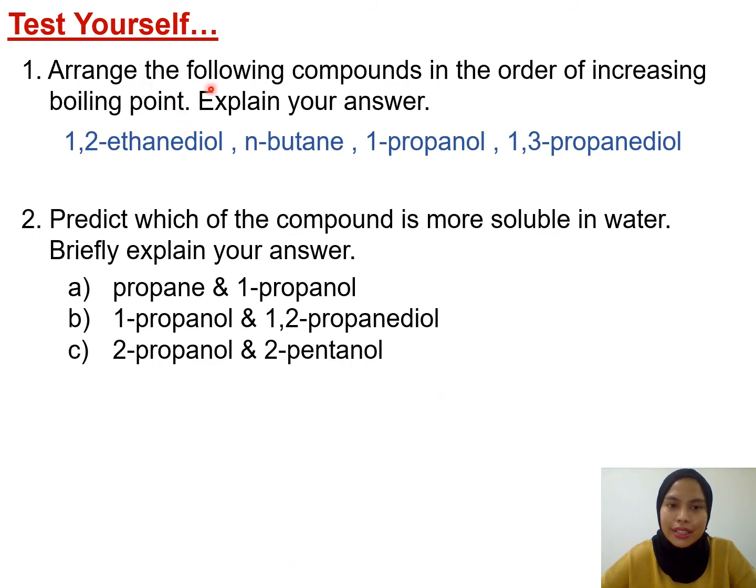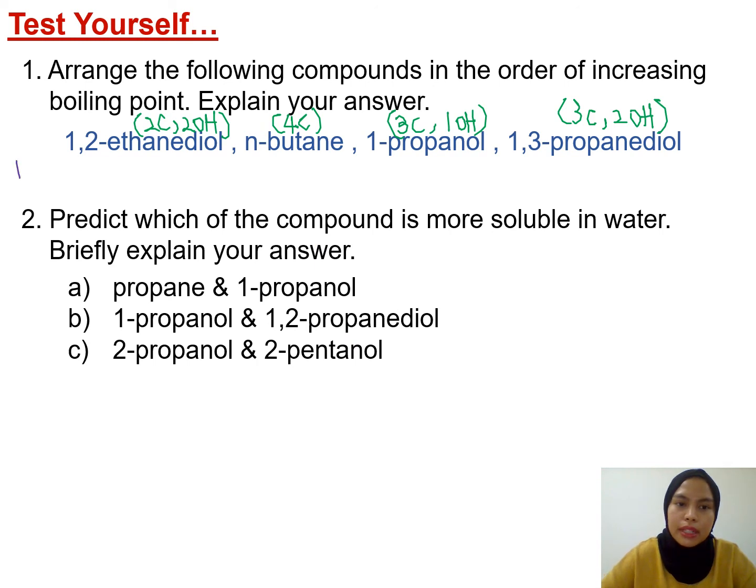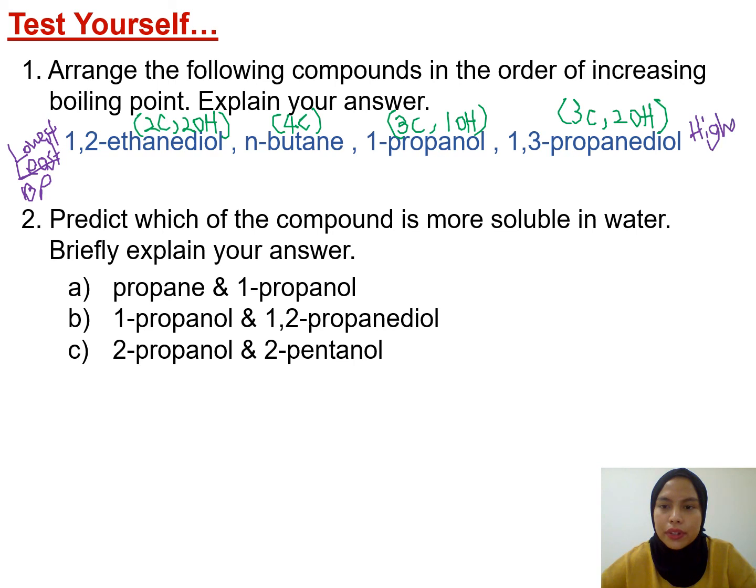Alright, so you can test this yourself. Disuruh kamu arrange the following compounds in the order of increasing boiling point and explain your answer. Okay, so let's start with 1,2-ethanediol. Kita kaji 1,2-ethanediol. Dia ada 2 karbon, 2 OH. N-butane ada 4 karbon. 1-propanol ada 3 karbon, 1 OH. 1,3-propanediol ada 3 karbon, 2 OH. So, bila dia suruh kamu susun in the increasing order of boiling point, that means you kena susun yang paling least lah, yang paling lowest. Okay, least ataupun lowest boiling point kepada highest boiling point.